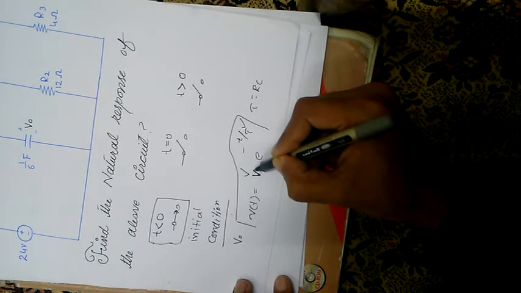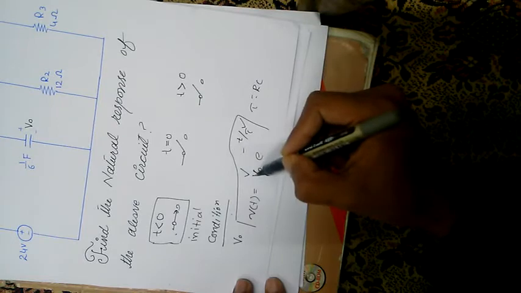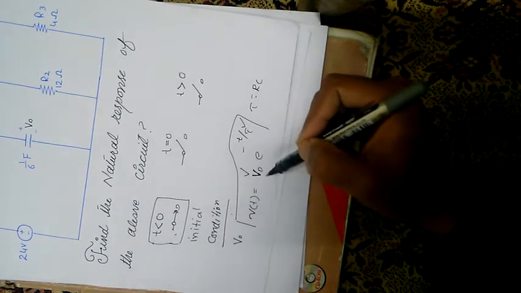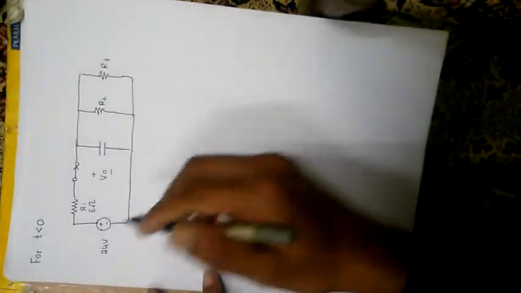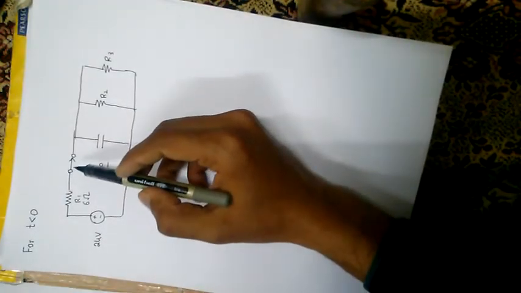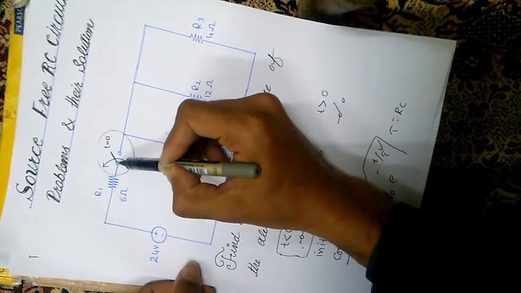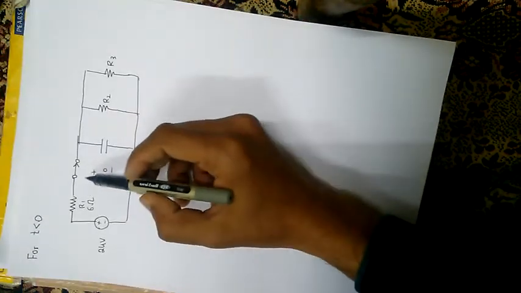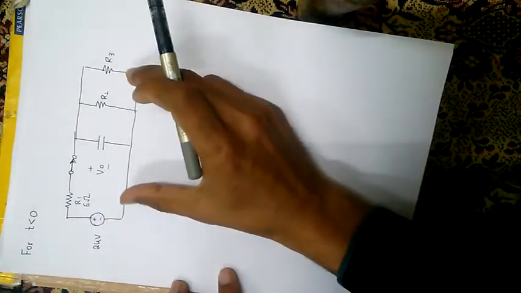V0 will be calculated for the condition t less than 0. So let's see how we will calculate V0. Now let's take the first case. In the first case, for t less than 0, what will the circuit look like? If I close the switch at t is equal to 0 from the original circuit, the switch will be closed. So in this circuit, we have closed the switch, and now our circuit will look like this.